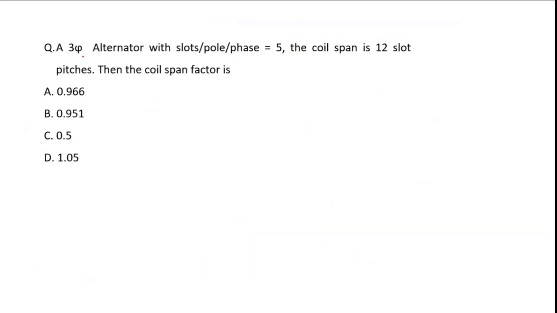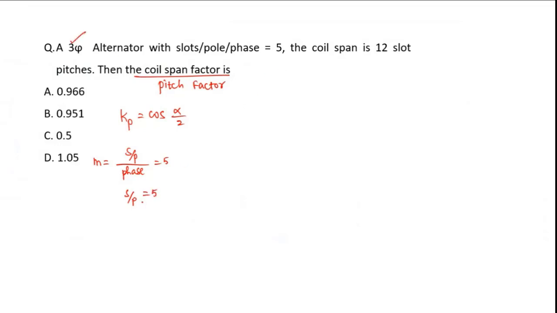So here the question is a three-phase alternator with slots per pole per phase equal to 5, and the coil span is given as 12 slot pitches. Then the coil span factor is asked. Coil span factor is nothing but pitch factor. So we have seen the pitch factor formula, that is Kp equals cos alpha by 2. If you want to calculate alpha, first of all you need to find the full pitched slots. The full pitched slots can be taken from slots per pole only. He has given phase belt, that is m equals slots per pole per phase, and it is 5.